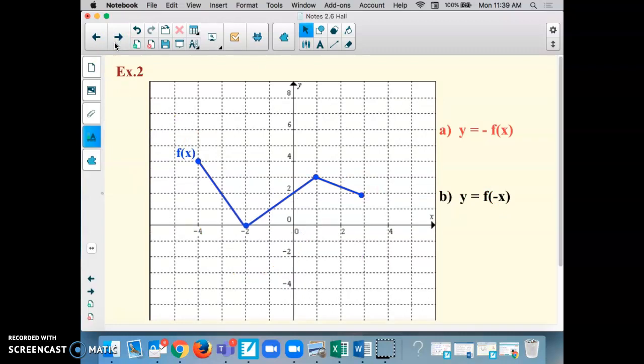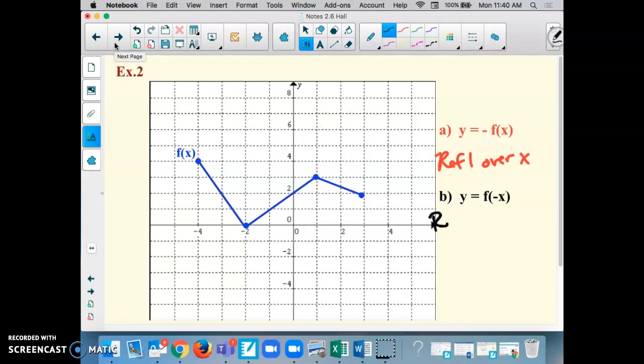Example 2. The red one, a negative f of x, all right, that's some type of reflection. Remember what I said, I like to think of it as the opposite. So it's reflected over which axis? The negative is to the entire function of y, so I say it's a reflection over the x-axis, over the x. I'll do the black one since I have it right here. The x is negative, so that's a reflection over the y. Okay, let's do it then.